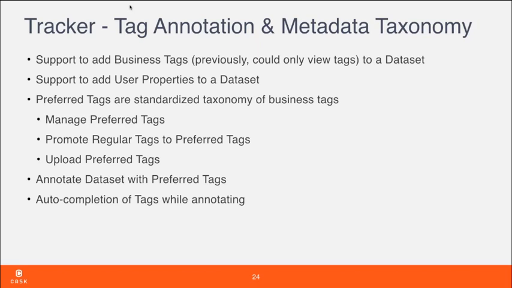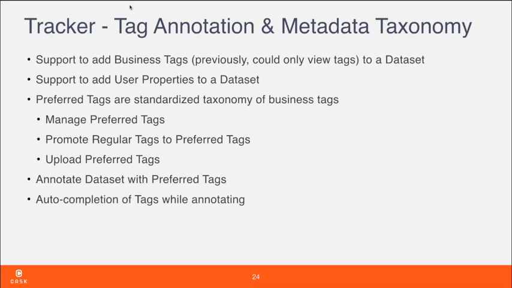The one main feature that we have added in tracker from a tag perspective is preferred tags. They are a standardized taxonomy of business tags. You can have your own taxonomy of tags within your organization and upload them to the tracker, and when every user annotates, those are the tags that would be surfaced up within the tracker to annotate different datasets. This allows standardization across the board in terms of how you annotate different datasets.